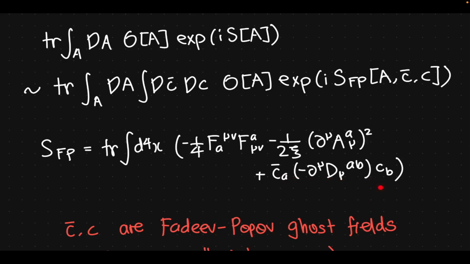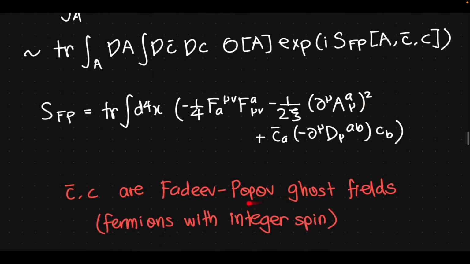That term is coming from the determinant. So essentially, because we introduced the gauge fixing condition, we got a delta of g, which gave us this partial of a squared term. And we had a functional determinant term, which just gave us these ghost fermions. And we call them ghosts because these are not only fermions, but they're also integer spin. Fermions are usually half integer spin. These are fermions with integer spin, and therefore kind of unphysical. They're ghosts.